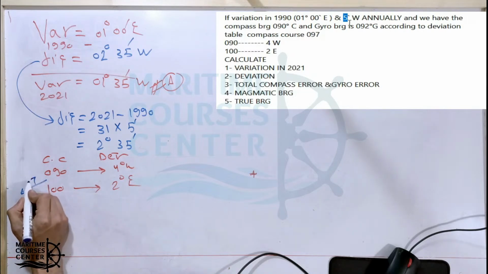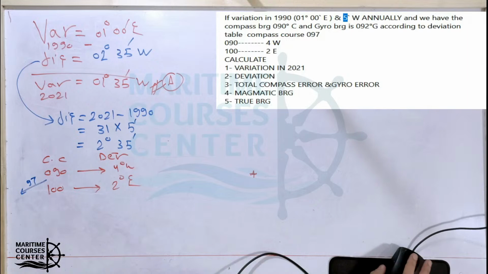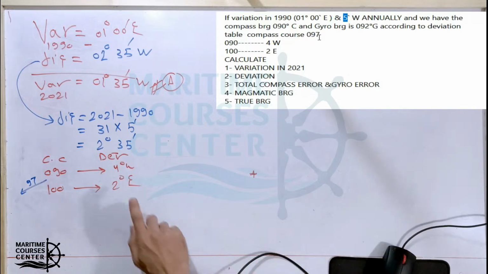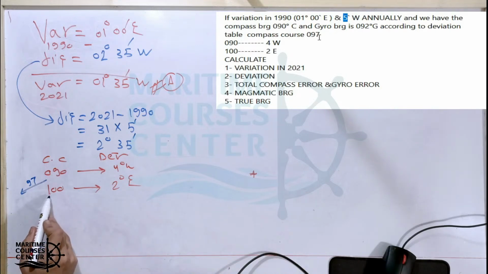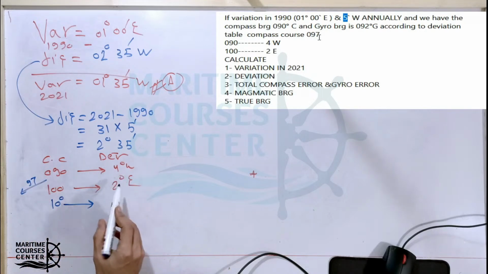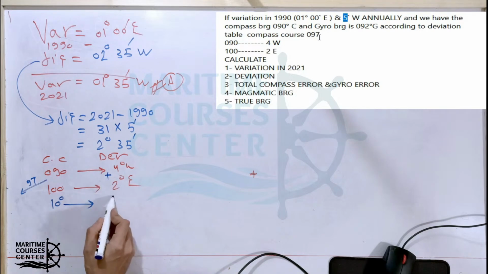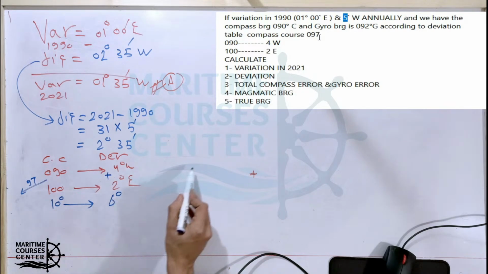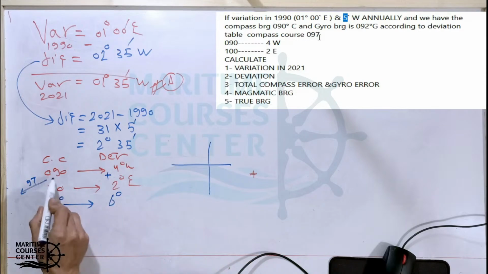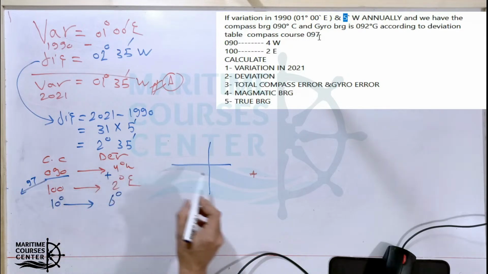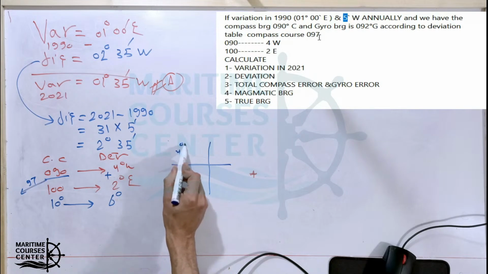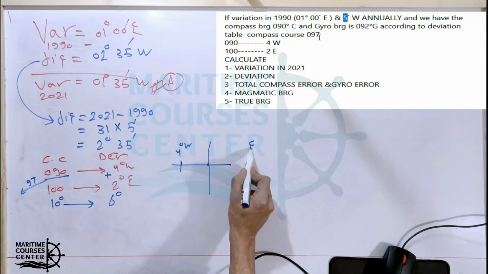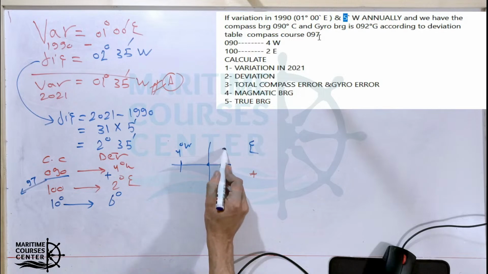We have here right now compass course is 097. So right now I'm going to calculate it for the deviation. So first of all, here 100 minus 090 is going to be 10 degree, and here it's going to be plus, it's going to be 6 degree. Why? Because here we have at 090 equal 4 degree west. Okay, and this is 0 and this is east. So here is 2 east.